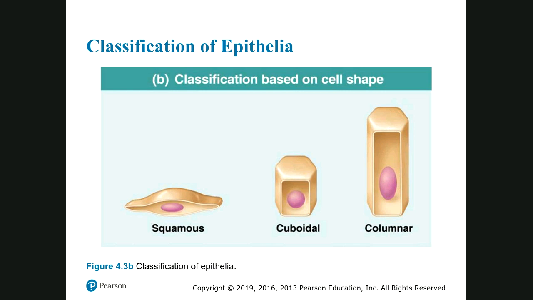There are three common shapes of epithelial cells. We have our squamous cells that are flattened and scale-like, with nuclei that have the appearance of a flattened disc. We have our cuboidal cells that are box or cube-like. They are just as tall as they are wide. They have a spherical or round nucleus. And our third type of cell shape would be our columnar cells. They are tall and column-like. They have an elongated or oval-shaped nucleus.